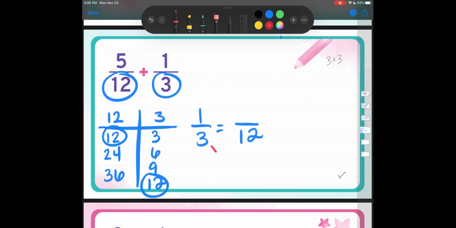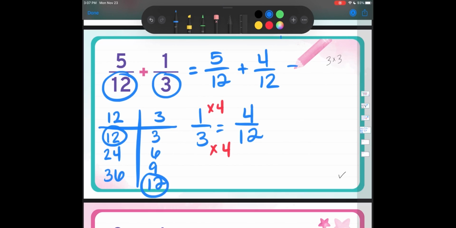We're going to change our 1/3 into 12ths. Well, I know to go from 3 to 12, I have to multiply by 4. So we're going to do 1 times 4 to get our new numerator. So 1 times 4 is 4, which means that 1/3 is equal to 4/12. So we're going to substitute 4/12 into 1/3's old spot. So our problem now becomes 5/12 plus 4/12.